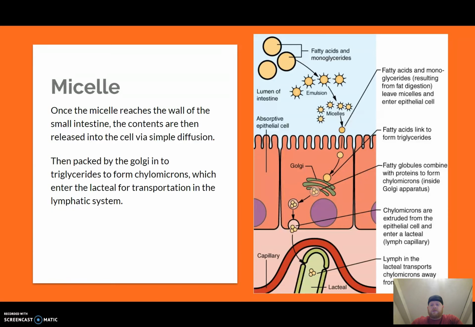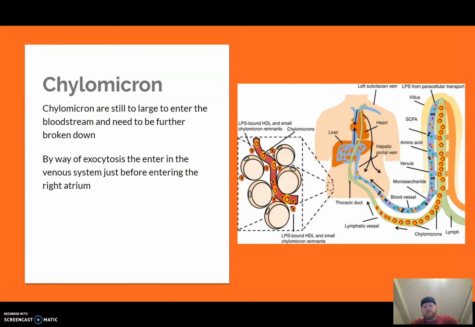Once they're in there, they're transported by the chylomicron, and so they're not small enough to enter the bloodstream directly, but can stay in the lymphatic system, which will further break them down later. Then by exocytosis, they reach the heart by way of the venous system, entering at the right atrium, as we can see right here.